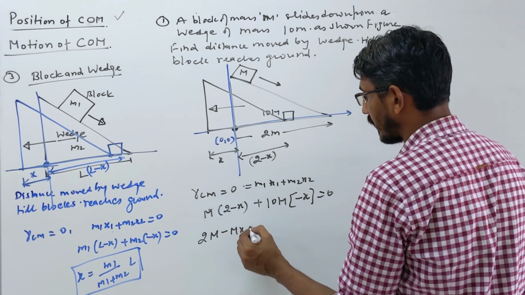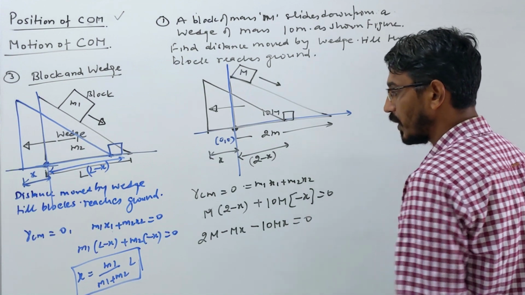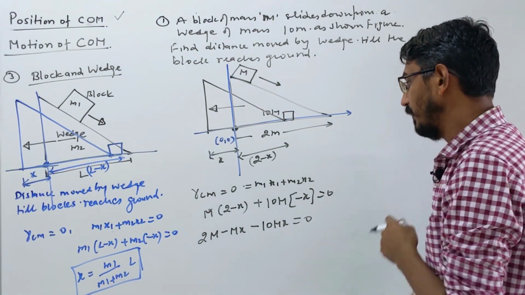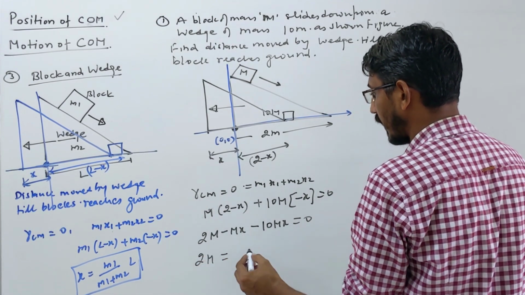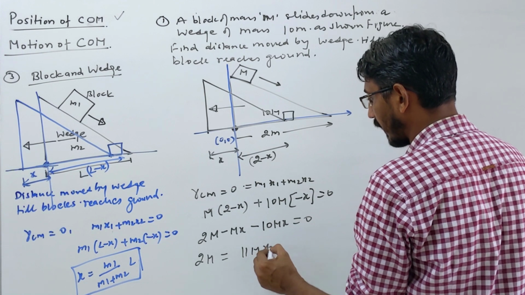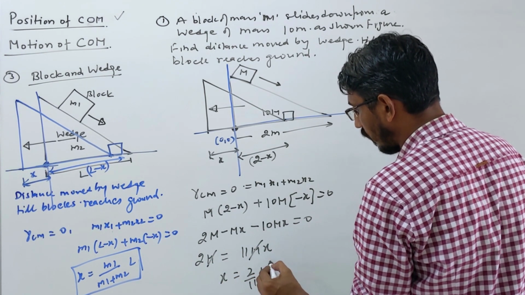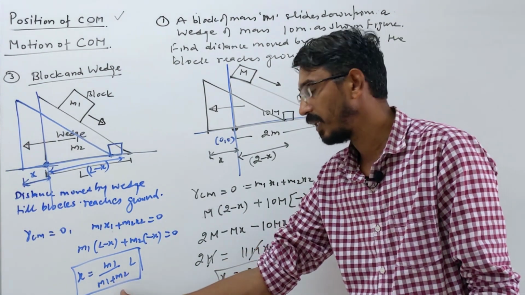So this becomes 2m minus mx minus 10mx, all equal to 0. Correct? Yes. So this is 2m, it goes to the other side, that becomes 11mx. Your x is nothing but 2 by 11, whatever unit is given, the same unit you will write here. Instead of doing all this, if you can understand this directly, that's direct.